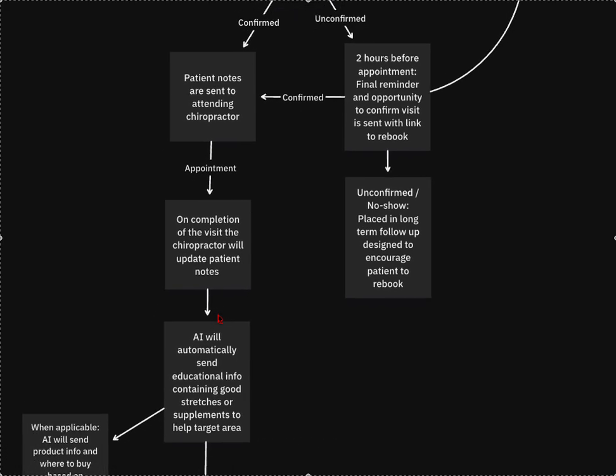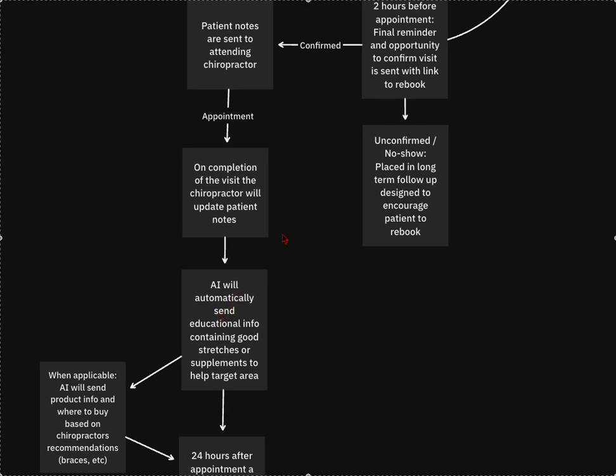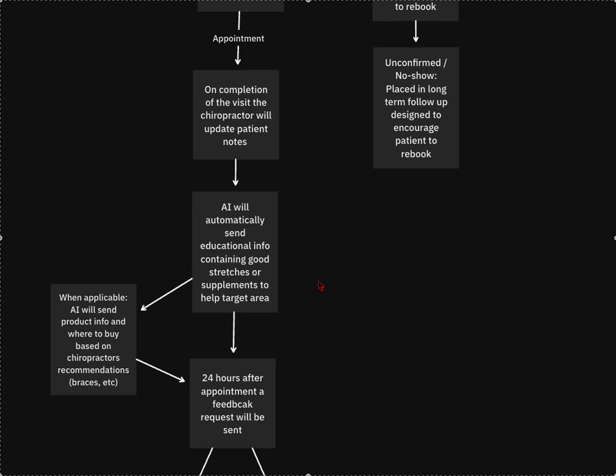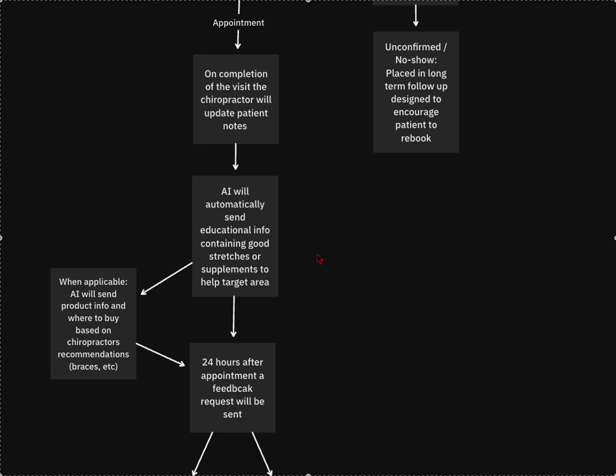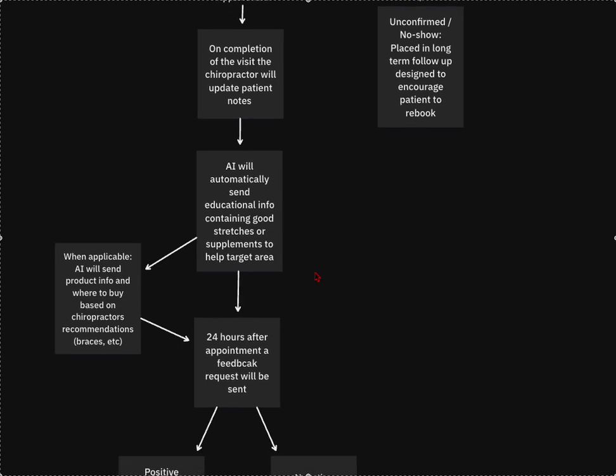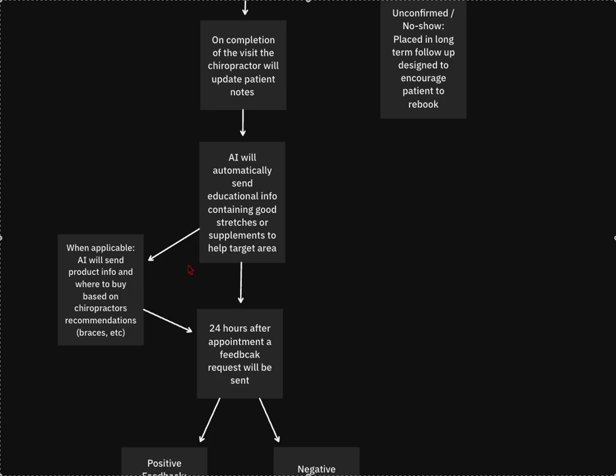The appointment happens. On completion of the visit, the chiropractor will update the patient notes with what's going on, what they did, any recommendations that he made, and the AI will automatically be able to see this. It's going to send some educational info over containing maybe some good stretches, supplements to help that target area, whatever they're trying to figure out, or maybe just general health. If there's any good supplements just for good body health that a chiropractor would recommend, that could be sent over automatically. If applicable, say that there was a brace or something of that nature the chiropractor recommends for maybe your lower back if you're doing a lot of bending over, if you're a mover or something like that, it could send over the product info, where to buy based on the chiropractor's recommendations.